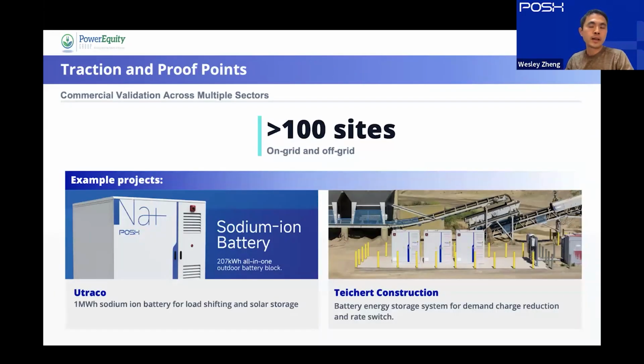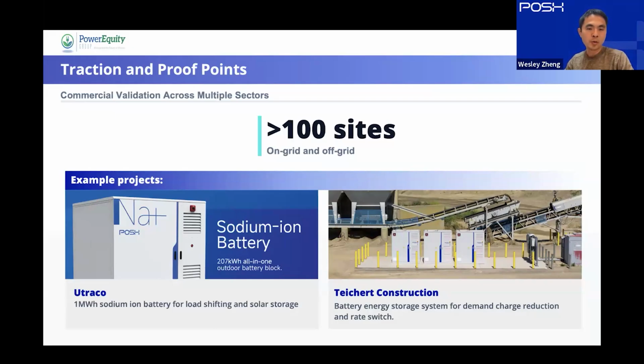Here are some of the projects we have done. Since the inception of the company, we have done over 100 projects, both on-grid and off-grid, big and small. We started with a lot of small projects, and now we are doing more industrial, bigger projects in the range of 100 kilowatts or a couple megawatts.